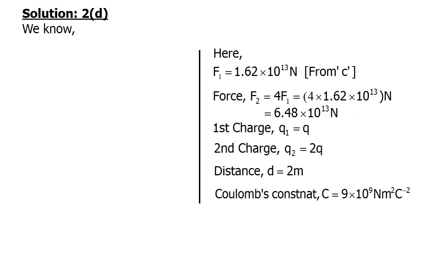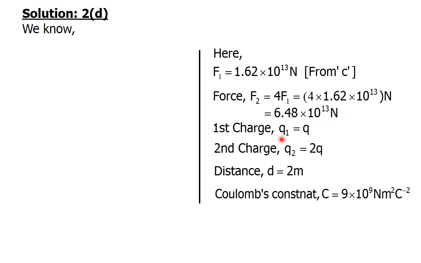Number D, if F2 will be 4 times of the F1. So we have the value of F1, 1.62 into 10 to the power 13 Newton. We have already calculated the F1 in our previous part C. So we can write here F2 equals to 4F1. If we put the value of F1, then we will get the value of F2, which is 6.48 into 10 to the power 13 Newton.